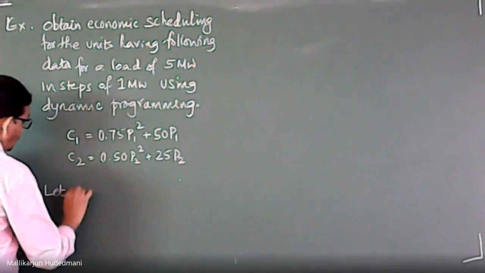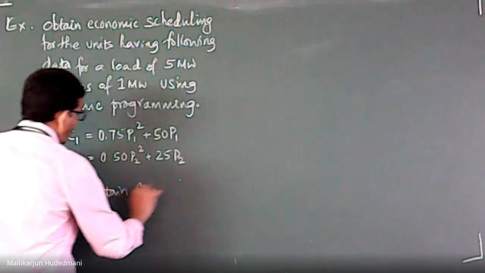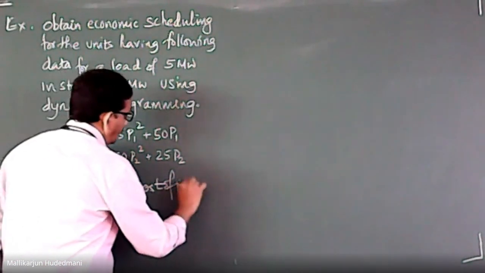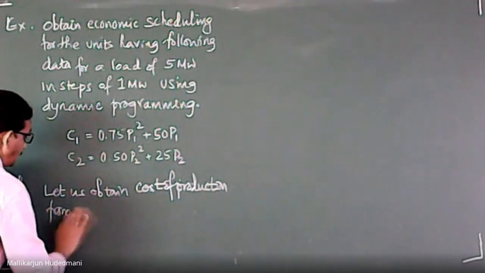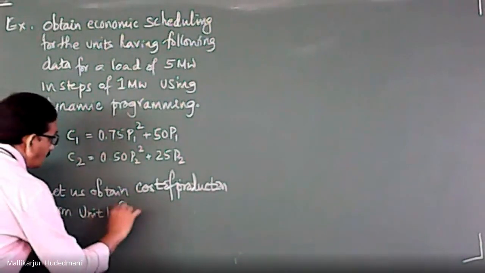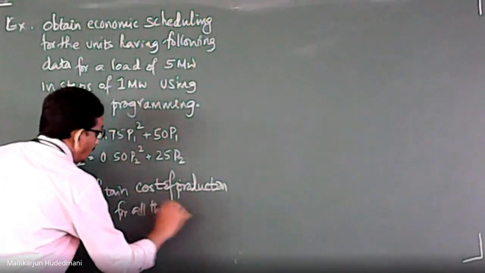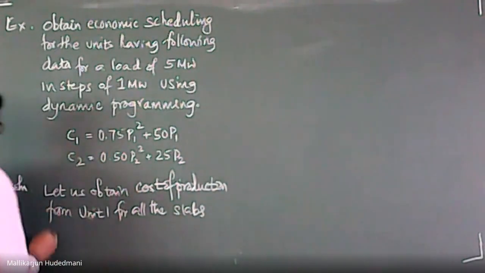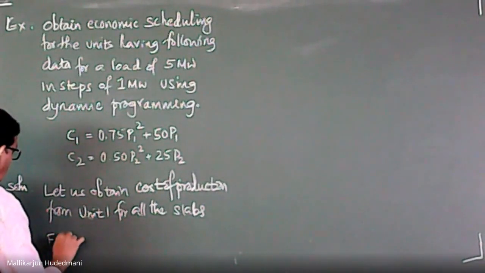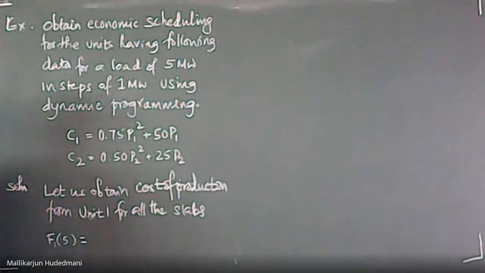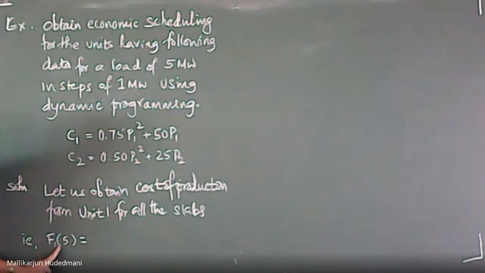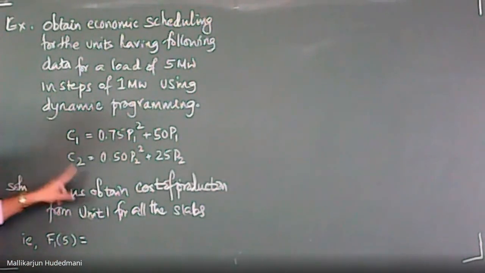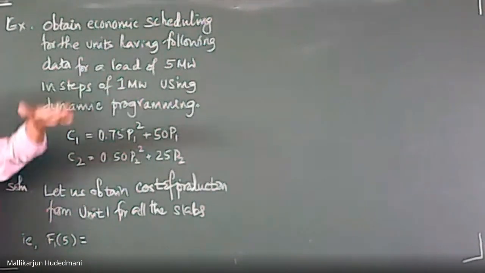Let us obtain the cost of production from unit 1 for all the slabs. I will write here F1 of 5 megawatt. That is, what is the cost of production of 5 megawatt from this machine? In the position P1, I put 5, and I will tabulate all the values of machine 1 and machine 2. Then I will use them in a string, and it will become a complete numerical solution for me.